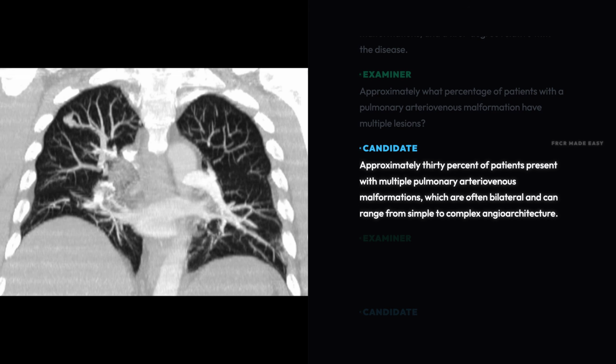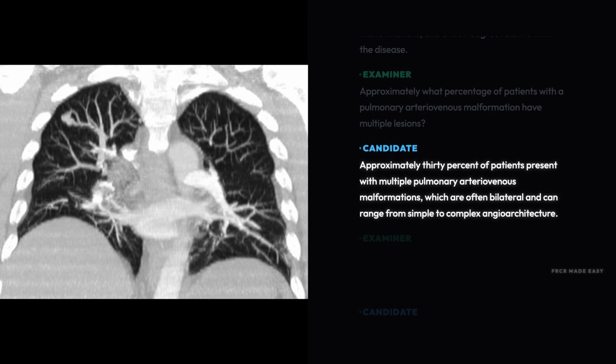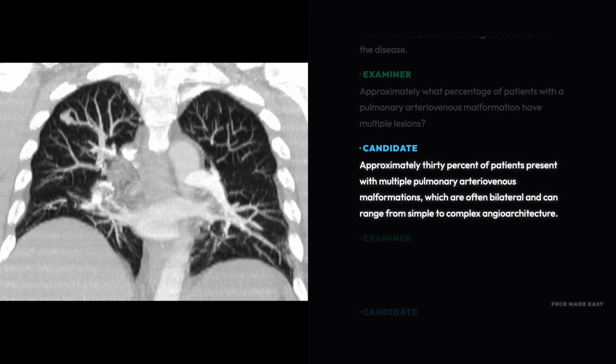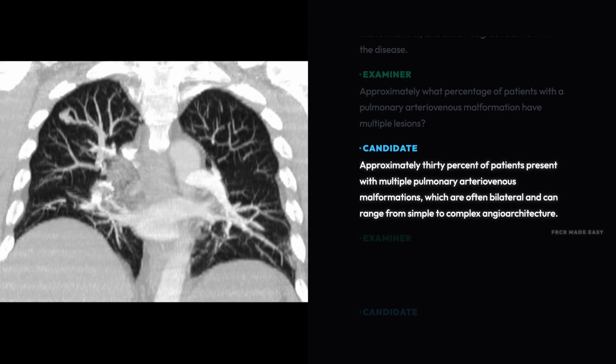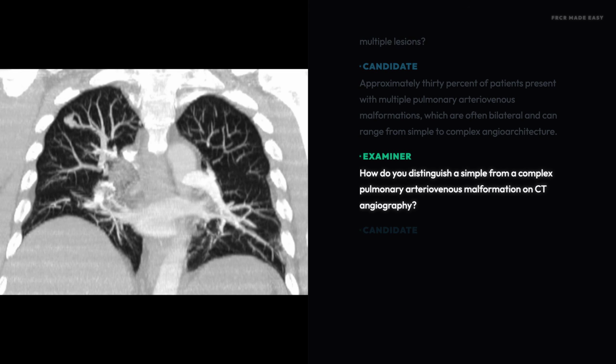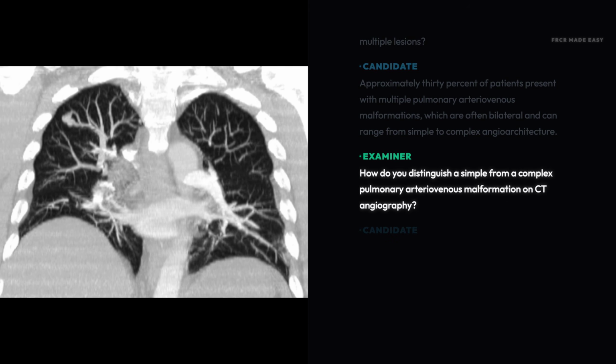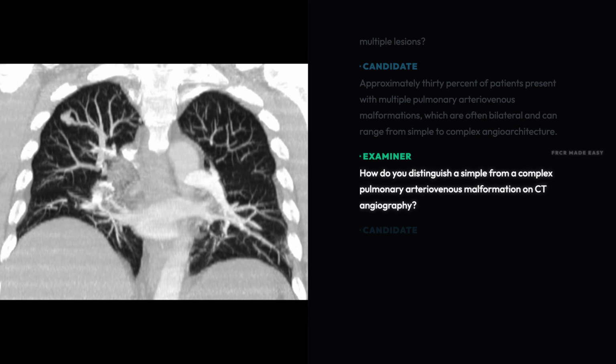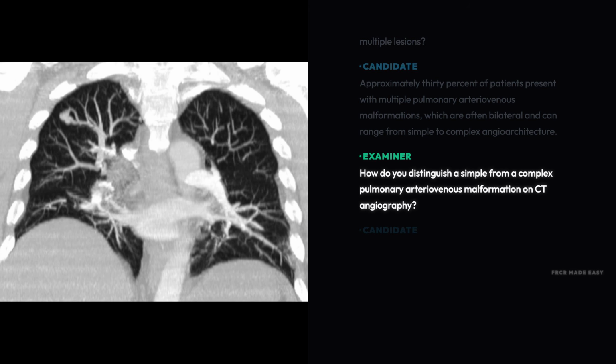Approximately 30% of patients present with multiple pulmonary arteriovenous malformations, which are often bilateral and can range from simple to complex angioarchitecture. How do you distinguish a simple from a complex pulmonary arteriovenous malformation on computed tomography angiography?